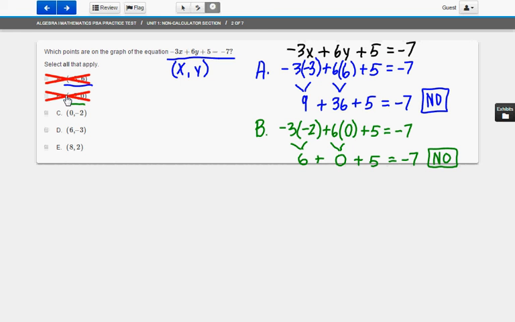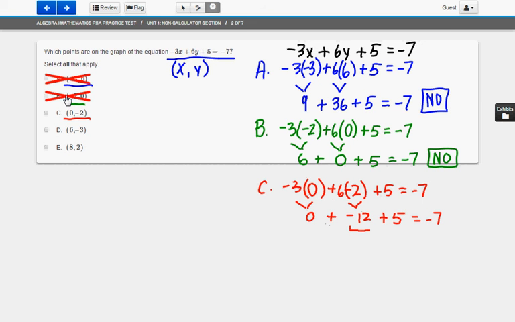For choice C, this one I'm testing 0, negative 2. I'm going to put a 0 in for x and a negative 2 in for y. So negative 3 times 0 plus 6 times negative 2 plus 5, does this equal negative 7? Well, I get 0 plus negative 12, plus 5. And negative 12 plus 5 does add up to negative 7. So this one is a solution. I'm going to choose the arrow pointer and select 0, negative 2. That is a solution. And then just continue checking here.